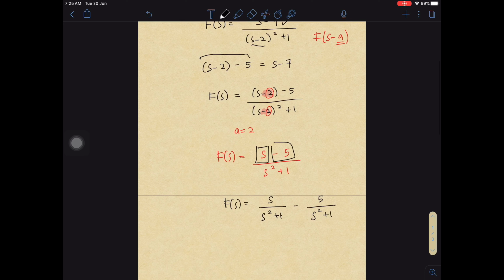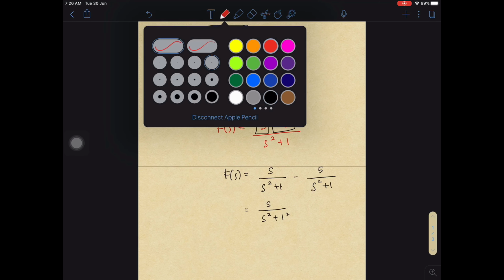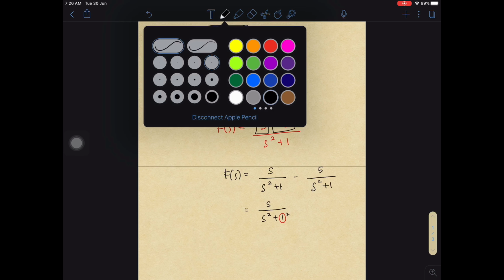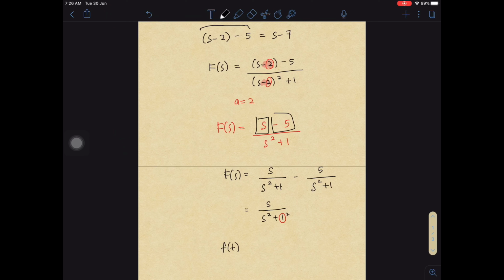So let's rewrite our function here. We will have s over (s² + a²). So a² is equal to 1². 1² is equal to 1, so there's no problem here. Directly, you can see that your a is equal to 1. This one is your a. So this function F(s) will give you f(t) equal to cos(at). Your a is 1, so cos(1t), so cos t.